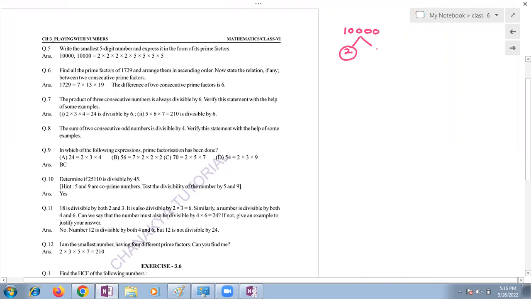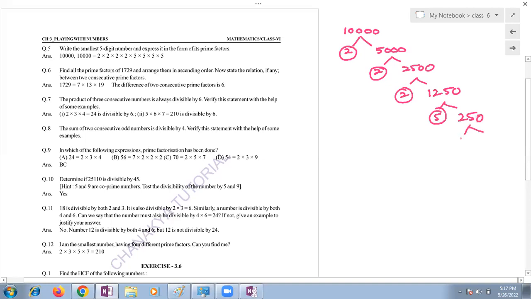5,000 into 2 is 10,000. Again 5,000, if I split it, 2 into 2,500. And 2,500 means again 2 into 1,250. Again we are doing half of that, 625. 5 twos are 10, 5 fives are 25.